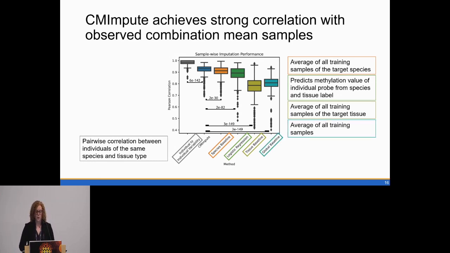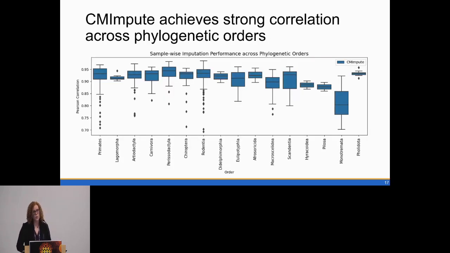And the global baseline prediction is the average of all available training samples. CM-impute outperforms all these baselines. We further investigated CM-impute sample-wise performance across different phylogenetic orders.